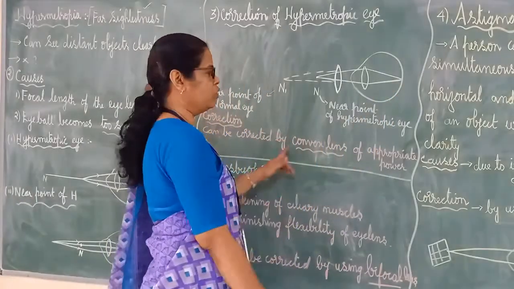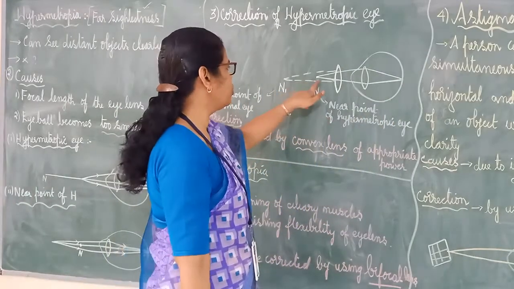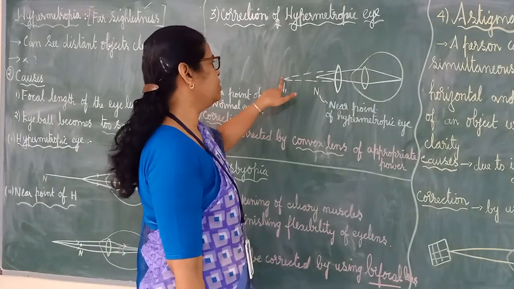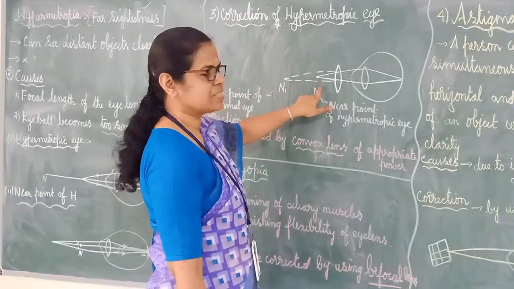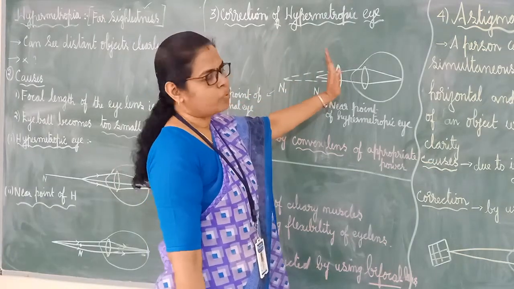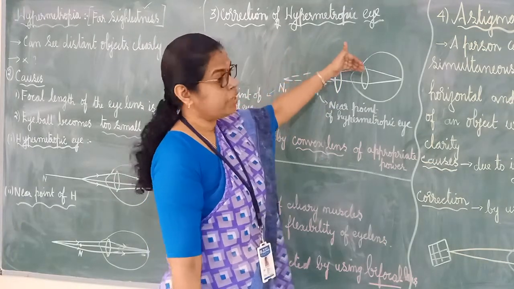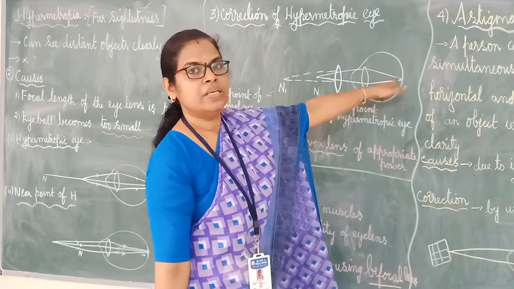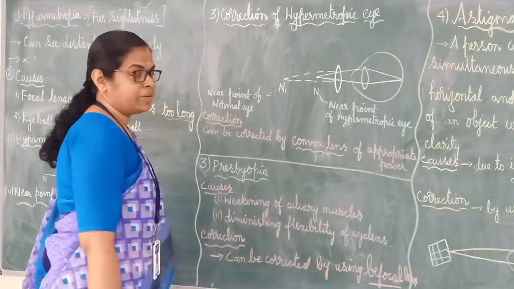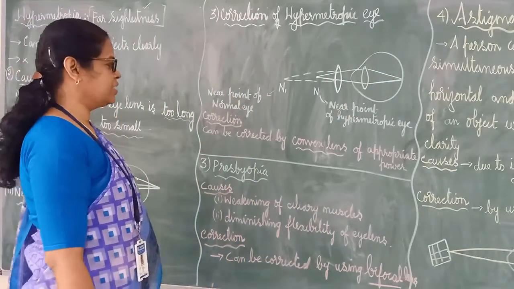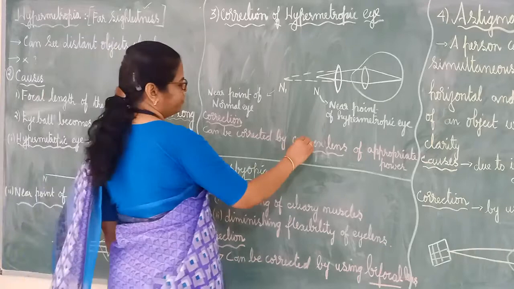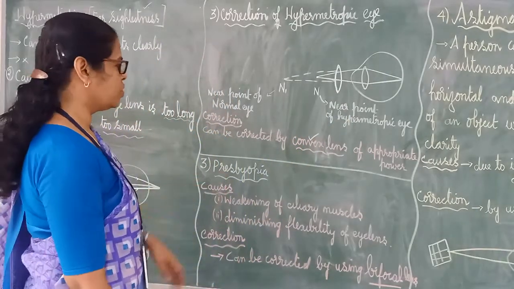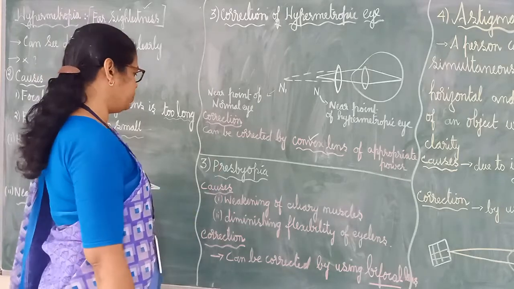When you are labeling, label this as the near point of the hypermetropic eye and this as the near point of the normal eye. A normal person will get it here, but a hypermetropic person is getting it here. So when we keep a convex lens, automatically the image will be on the retina. How can it be corrected? I told you, it can be corrected by a convex lens. There we studied that it should be corrected using a concave lens. Here it is a convex lens of appropriate power.